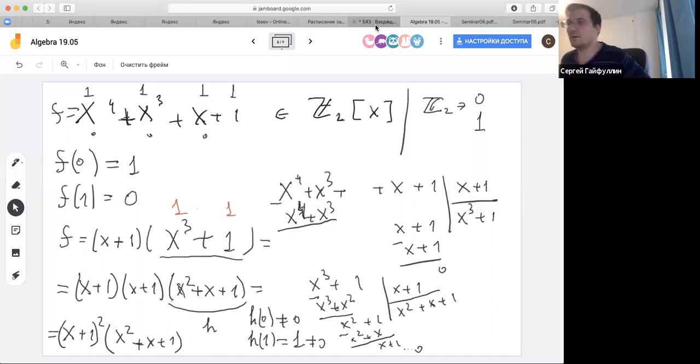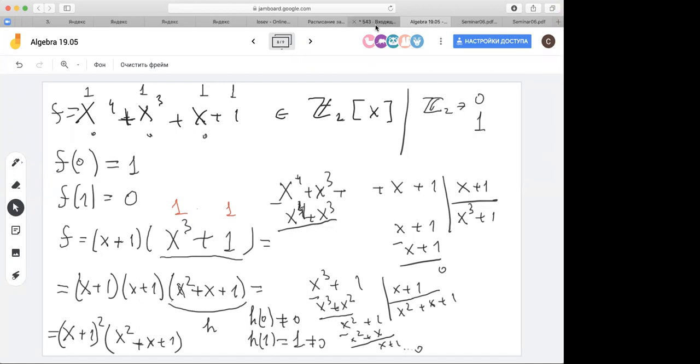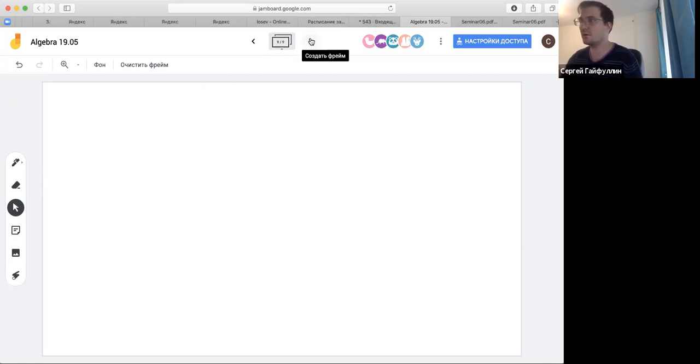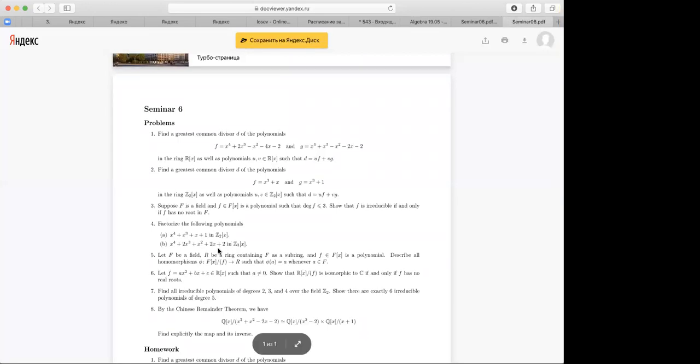Okay, have you understood all of this? We just check the roots and divide by x minus the root. This is rather simple.